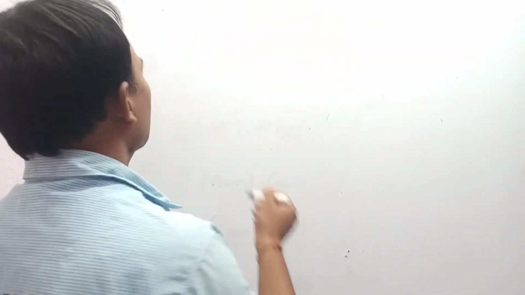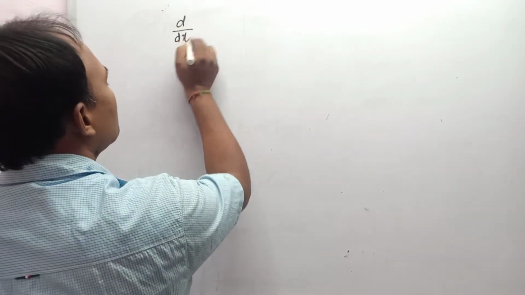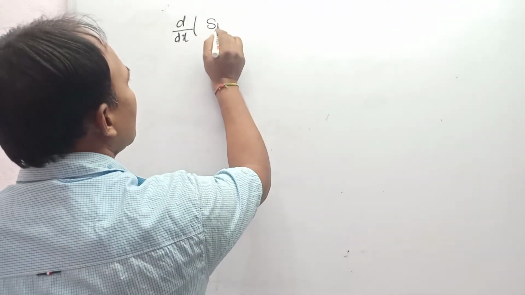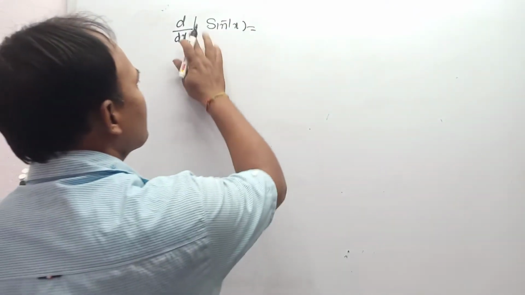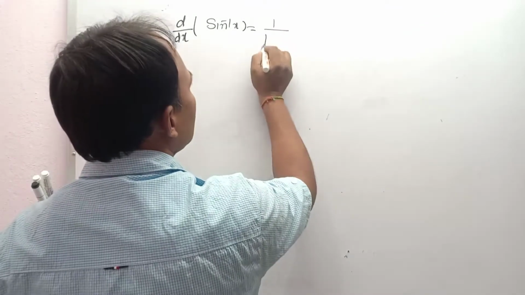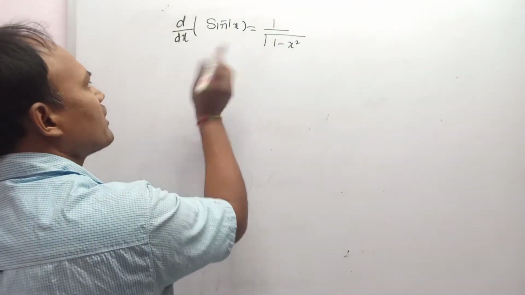Okay, so we are going to solve some more questions about differentiation formulas, some more formulas like d by dx of sin inverse x students. What is the formula of sin inverse x? We have to know that d by dx of sin inverse x means 1 upon root over 1 minus x square. It is the formula of d by dx sin inverse x.